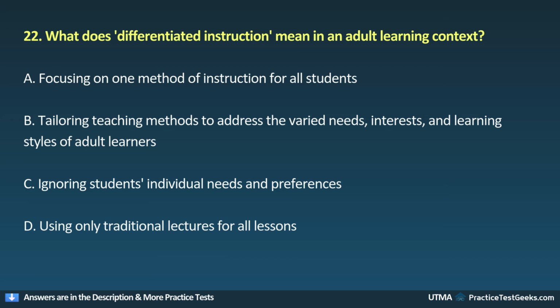22. What does differentiated instruction mean in an adult learning context? A. Focusing on one method of instruction for all students. B. Tailoring teaching methods to address the varied needs, interests, and learning styles of adult learners. C. Ignoring students' individual needs and preferences. D. Using only traditional lectures for all lessons.